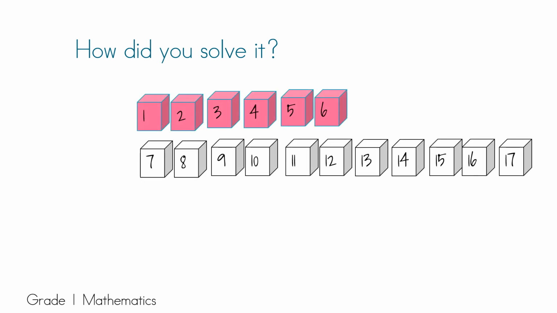Maybe you solved it by using blocks and made each cupcake. And then you counted. So there were 1, 2, 3, 4, 5, 6 with pink frosting, and then 7, 8, 9, 10, 11, 12, 13, 14, 15, 16, 17 total cupcakes. And then there's 1, 2, 3, 4, 5, 6, 7, 8, 9, 10, 11 of them are white.